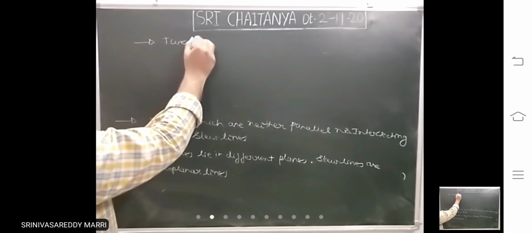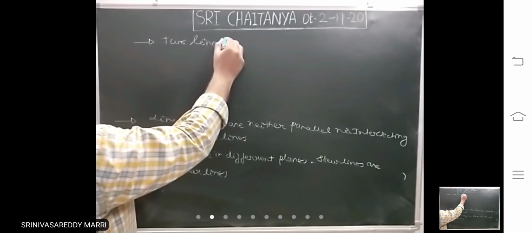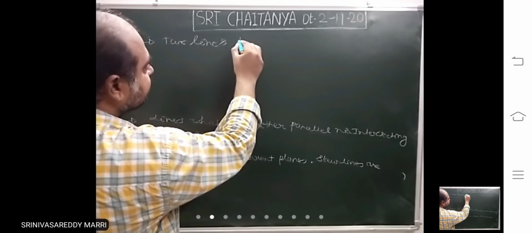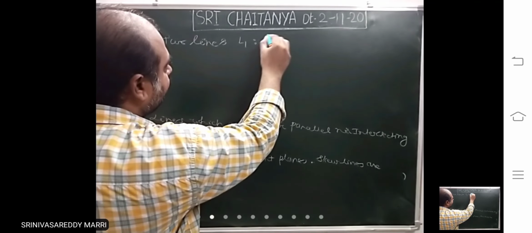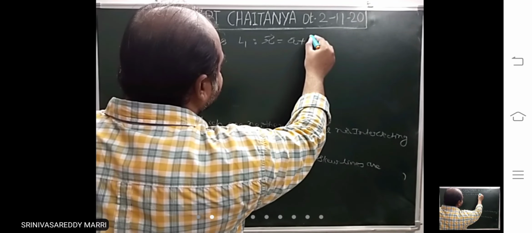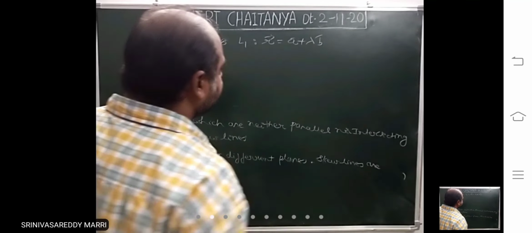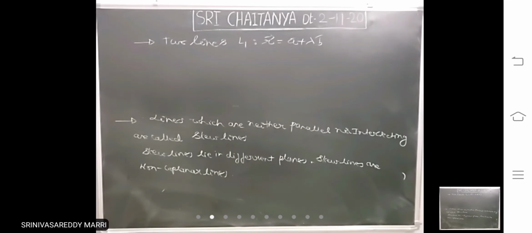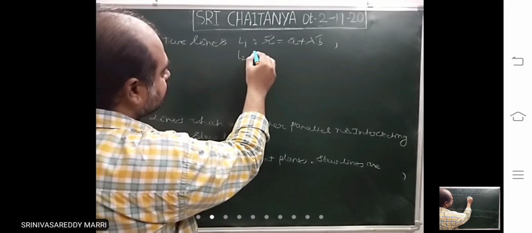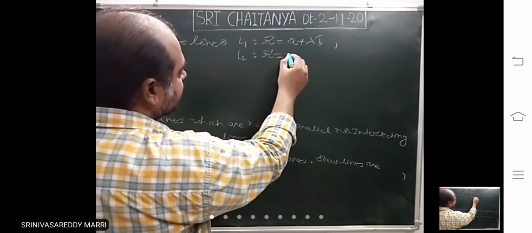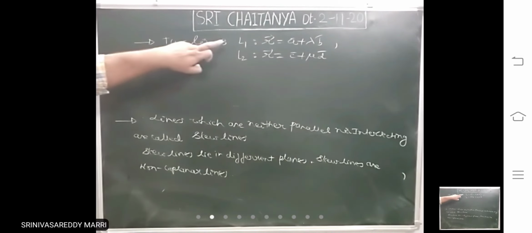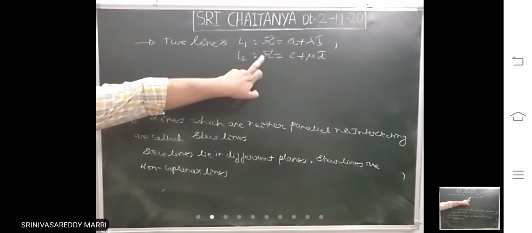Two lines in vector form are there. Line 1 is r bar equals a bar plus lambda b bar, and line 2, L2, is r bar equal to c bar plus mu d bar. So this is in vector form, right?